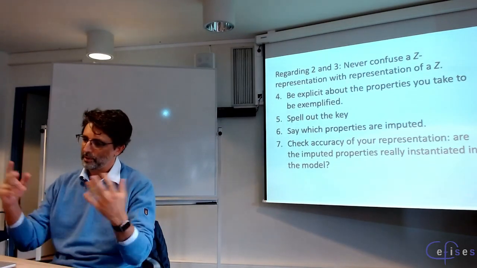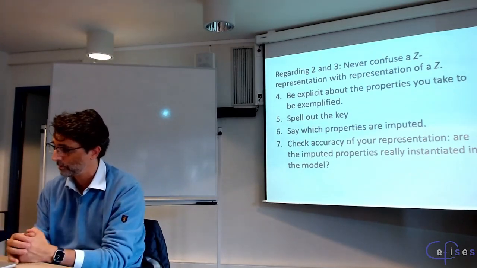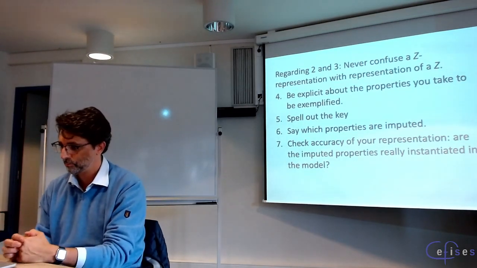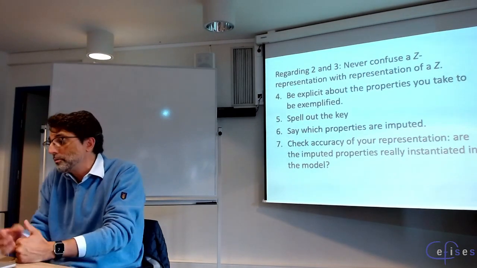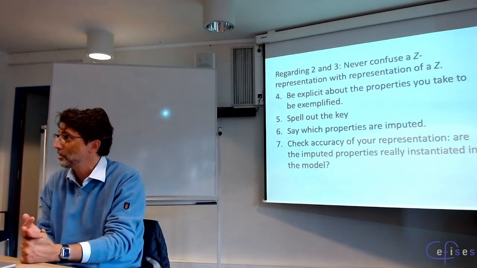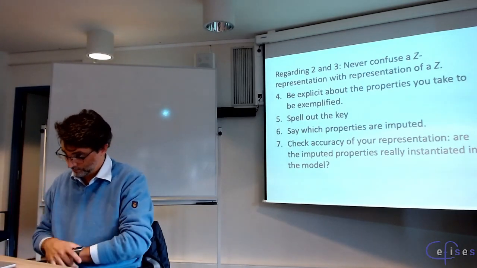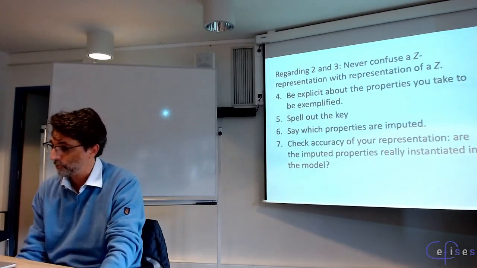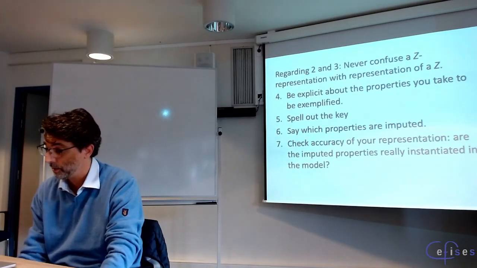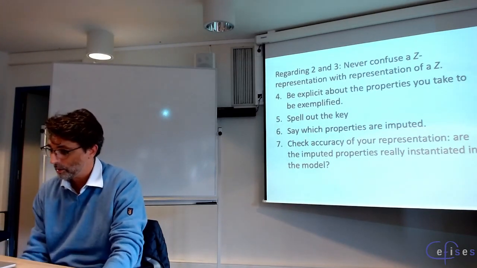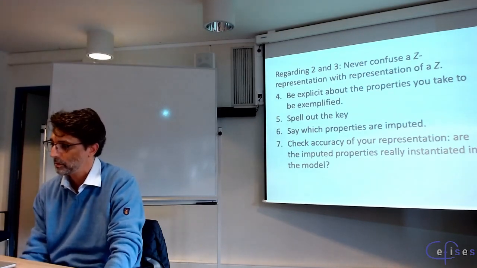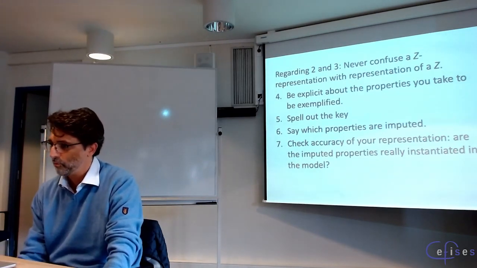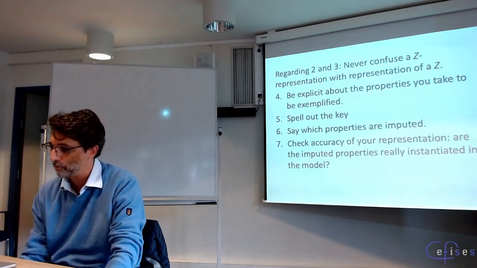Do you have some notion of idealization at work? Is it a certain approximation? Or what's going on here? And then say which properties are imputed to the target. There can be properties that are exemplified, but you don't want to impute them. You have this option. So say which ones you actually impute, and then check the accuracy of the representation. And that's the thorny question of how truth or trust is established. And as I said before, the fact that a property pops out of the model doesn't mean that the target has that property. So that is just a mistake. So we need to have one way or another to establish that the target really has that.